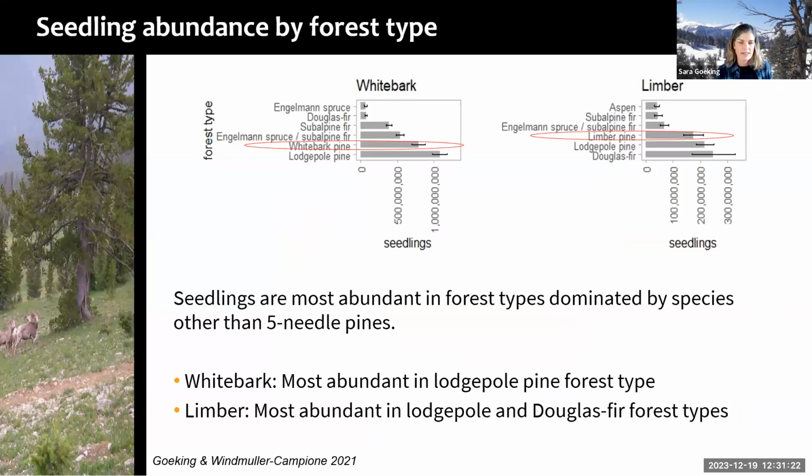Okay, I'm going to move on now to seedling abundance. This is showing seedling abundance by forest type. So this is the estimated total number of seedlings across the landscape. So again, these are estimates produced using that process I mentioned, where we aggregate at the plot level, expand, and summarize across broad areas. So for whitebark pine, there are more seedlings in the lodgepole pine forest type than in the whitebark pine forest type. Limber pine is most abundant in lodgepole and Douglas fir forest types, and then the limber pine type.